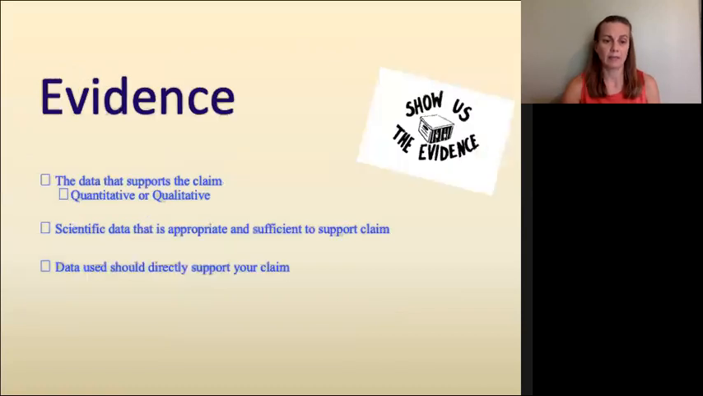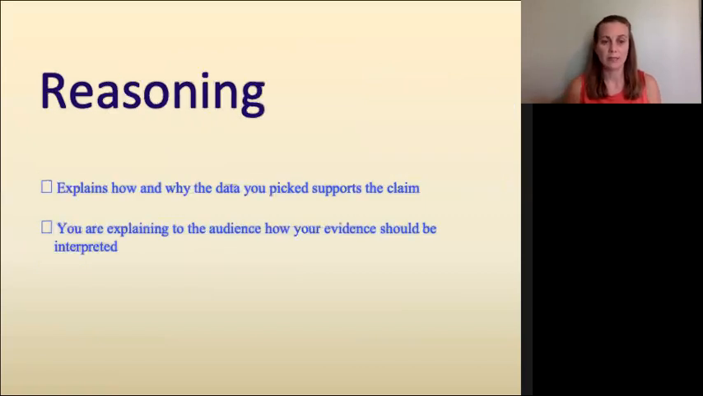Now, evidence. Evidence is data that supports our claim. This might be quantitative or it might be qualitative. You want to make sure that you have appropriate data. We want to make sure that we have sufficient data to support our claim, and it should directly support our claim. So these are these observations, quantitative or qualitative. And then our reasoning explains how our data supports our claim. We're explaining how that evidence can be interpreted.